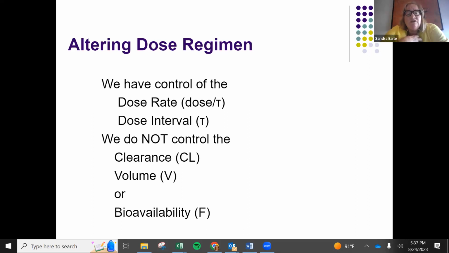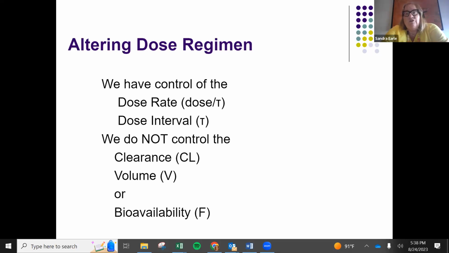Well, we know what we control is the dose rate, the dose interval, and therefore the dose. So that's what we control as pharmacists. What we do not control is the clearance. We don't control kidney function. We don't control the liver enzymes. We don't control blood flows. So we can't turn up or turn down the clearance. We don't control the clearance, but clearance may change.